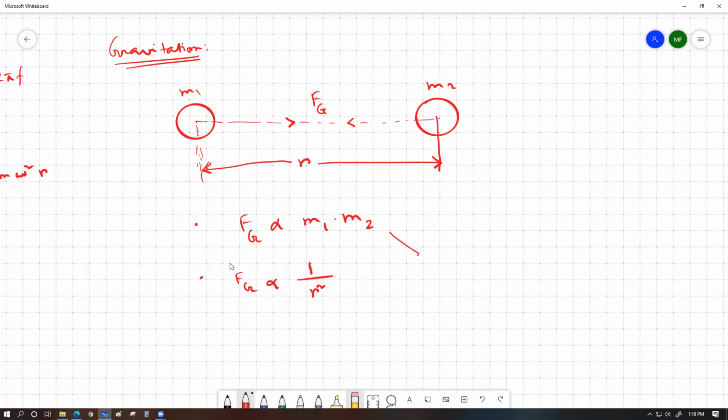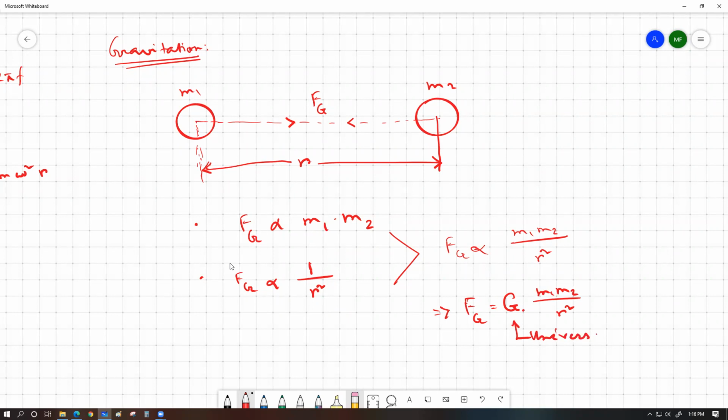If we now combine these two proportionalities together, we can write this combined proportionality: Fg is proportional to m1 m2 divided by r squared. This is the combined gravitational relationship. If we want to convert this into an equation, we replace the proportionality with a constant. For gravitation, we give the constant the capital letter G, rather than using a K. Fg equals G m1 m2 by r squared. G is what we call the universal gravitational constant.